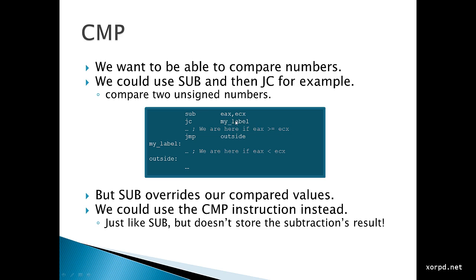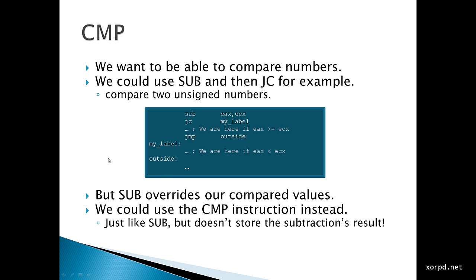And in fact, we have EAX greater or equal than ECX. In the opposite case, where actually ECX is bigger than EAX, the carry flag will be set after the subtraction. Because of the jump carry my label, we are going to jump to my label and invoke this part of code.